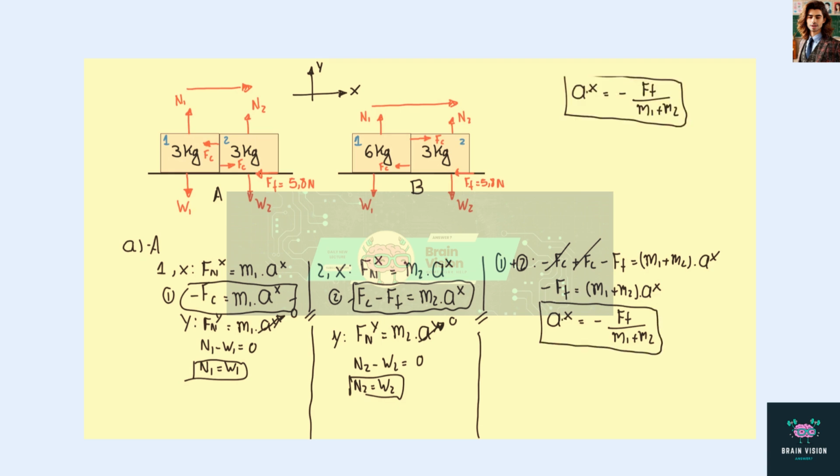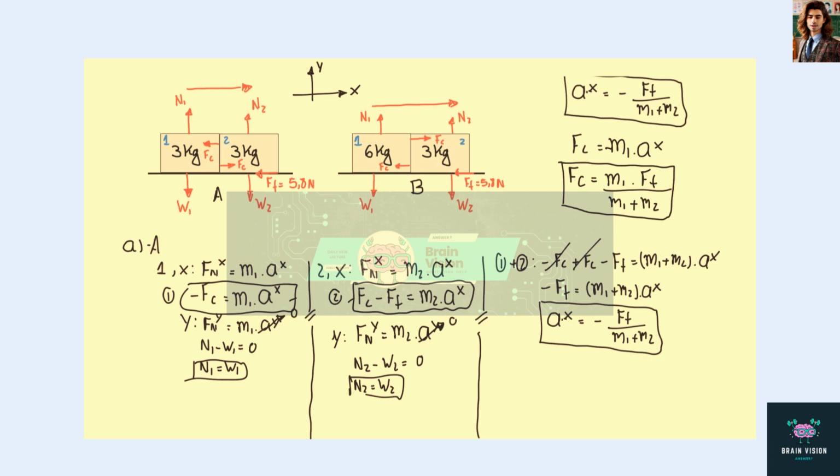Now that we know the acceleration, we can go back either to equation number 1 or equation number 2 and calculate the contact force. It's much simpler if we use equation number 1, so I will be using this equation. According to equation number 1, the contact force is given by m1 with a minus sign times Ax, but Ax is given by minus Ff divided by m1 plus m2. So we get m1 times Ff divided by m1 plus m2. So these are the equations for the contact force and for the acceleration on both cases.